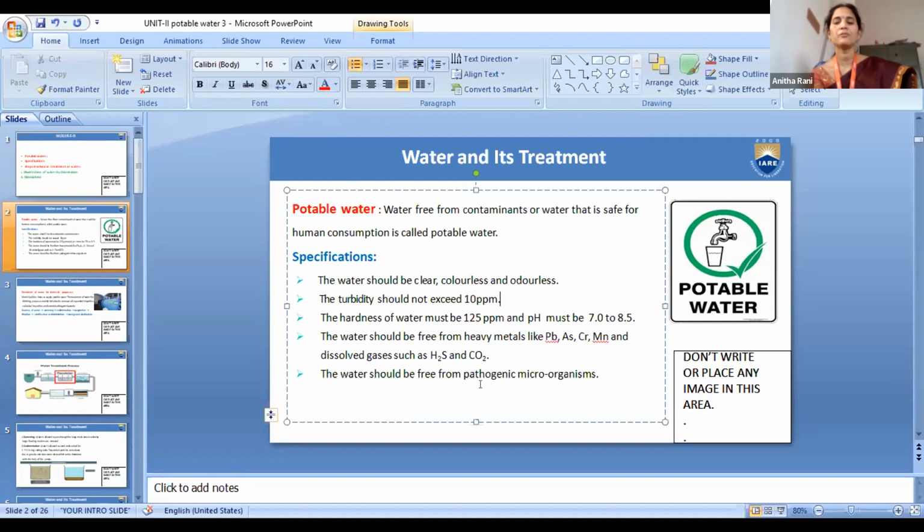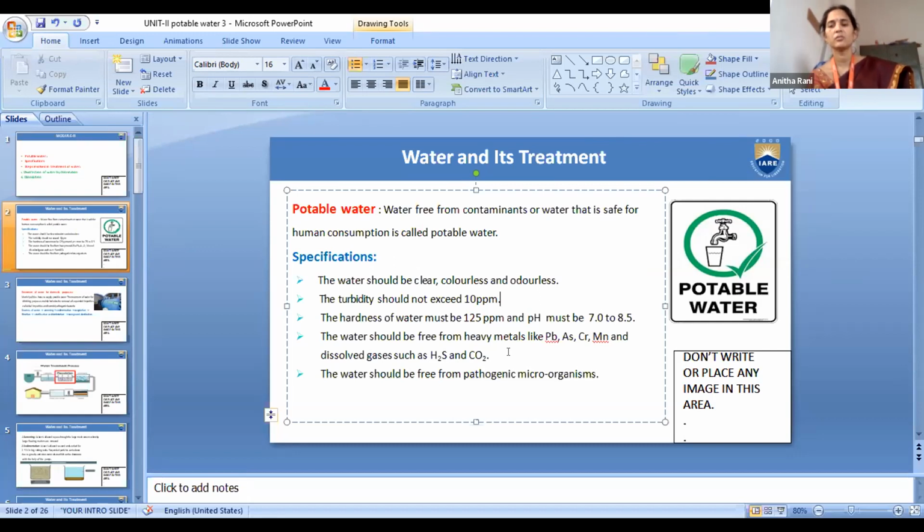And water should be free from pathogenic microorganisms. There should not be any pathogenic microorganisms in water, so we have to remove all bacteria present in water. These are some of the specifications I gave you here. You have to study and remember this, and write it when they ask you the specifications of potable water, because out of a 7 marks question, if they ask specifications, they will give you 2 marks.